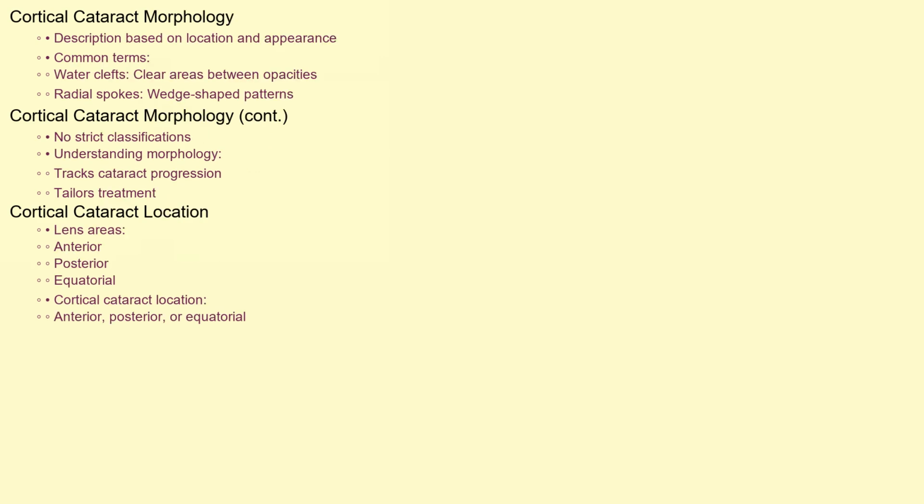Cortical cataracts are often described based on their location and appearance. You might hear terms like water clefts, referring to clear areas between opacities, or radial spokes, describing the wedge-shaped patterns. While there aren't strict classifications, understanding the morphology helps the ophthalmologist track the cataract's progression and tailor treatment accordingly. Remember, the lens has anterior, posterior, and equatorial areas, so a cortical cataract can be anterior, posterior, or equatorial, referring to its location on the lens.